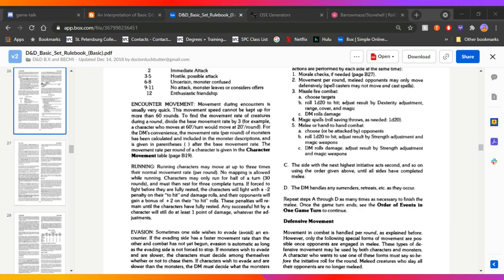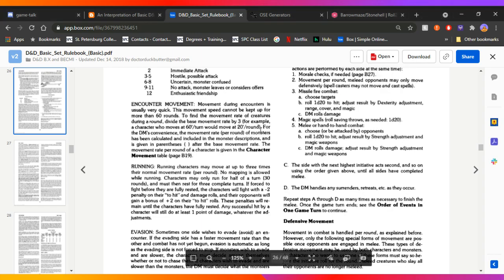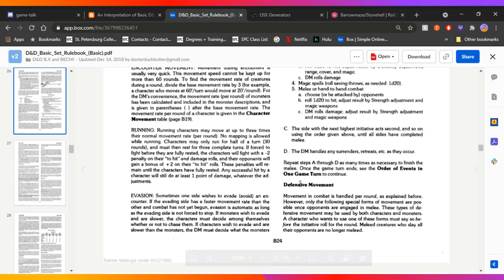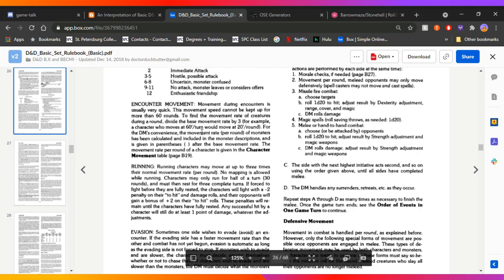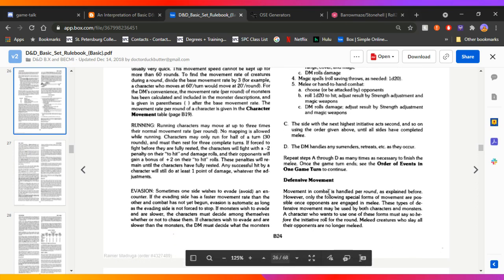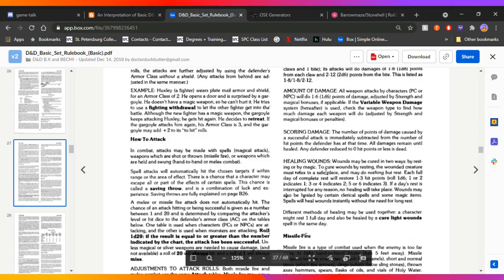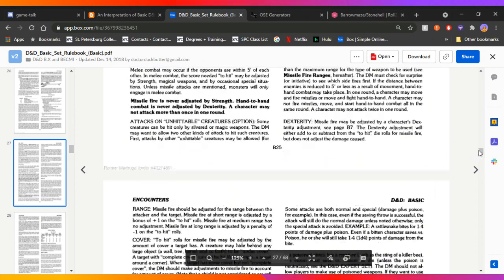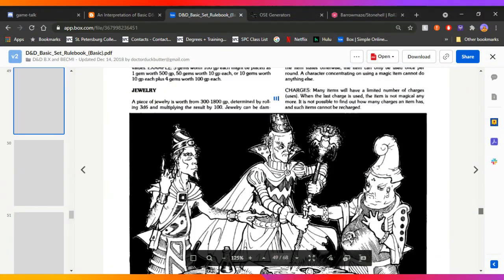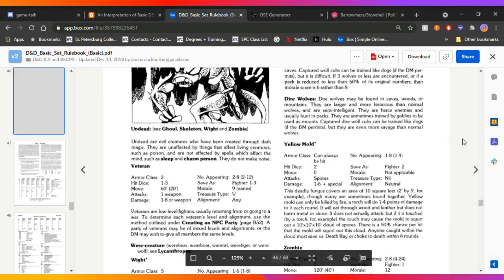Well, let's take a look. Now, I'm looking at the BX rules, not Old School Essentials, but these are what they're based on. I want to go back to the more primary source document. And there are movement rules. Here's Encounter. We're going to come back to these. Defensive movement rules, fighting withdrawals, retreats. So there's definitely movement rules. That's a thing. And I believe it's on B24. Oh, went way too far.